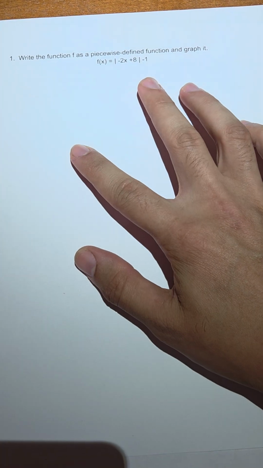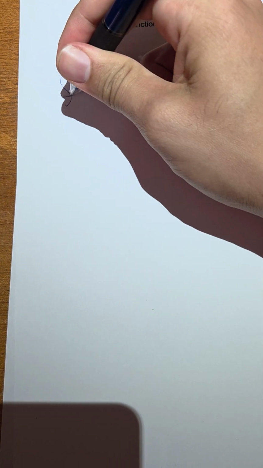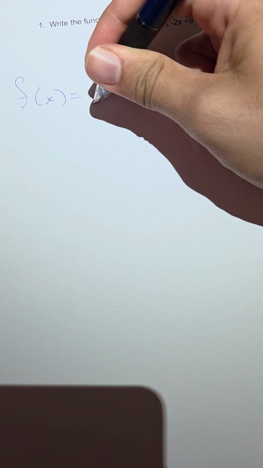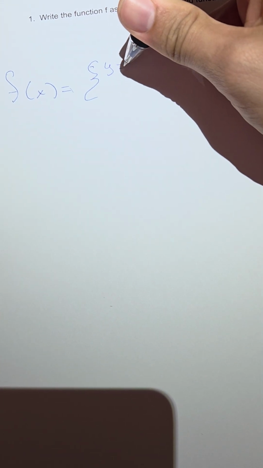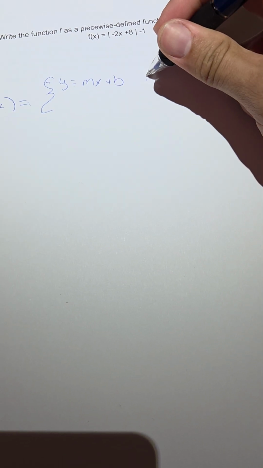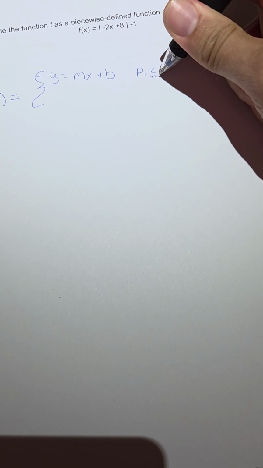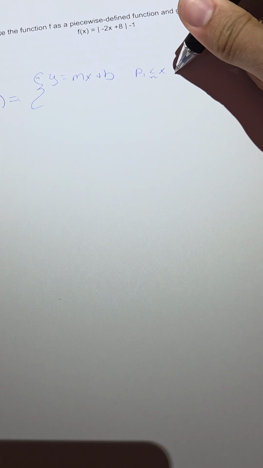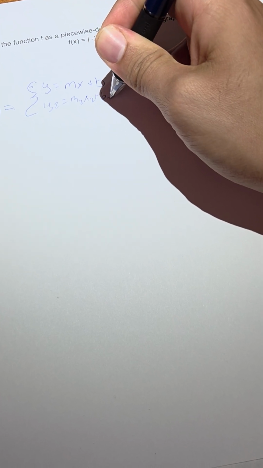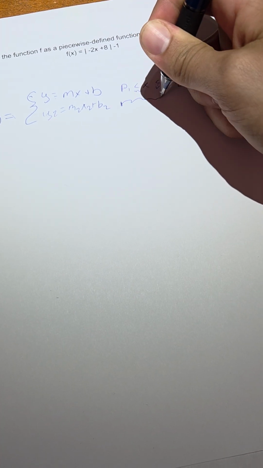So we want to write this in a piecewise function, right? If you remember, our piecewise function looks like this: f of x is equal to, and then we have the bracket, and then y equals mx plus b, from p1 is less than or maybe equal to x, which is less than or maybe equal to p2, and then we have another equation down here, which is y equals m2x plus b2, and so on and so forth.